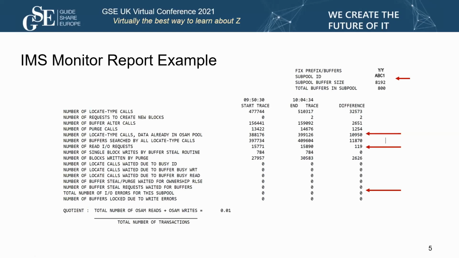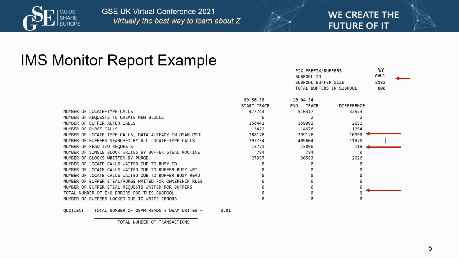On the upper right of this report on this visual, the first red arrow points to a subpool ID. The buffer size also, which in this case is 8K, and the total buffers in this specific subpool, which is 800. Note that this is an OSAM pool, but the report for VSAM would be similar. The next 2 red arrows point to the number of calls where data was already in the pool and the number of read IO requests, 2 important pieces of information. I point these out because they are numbers that we will use in an analysis spreadsheet.